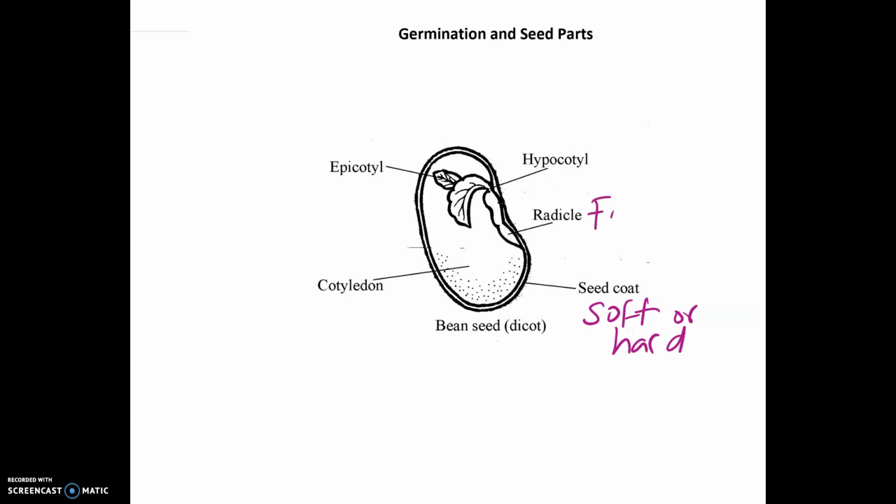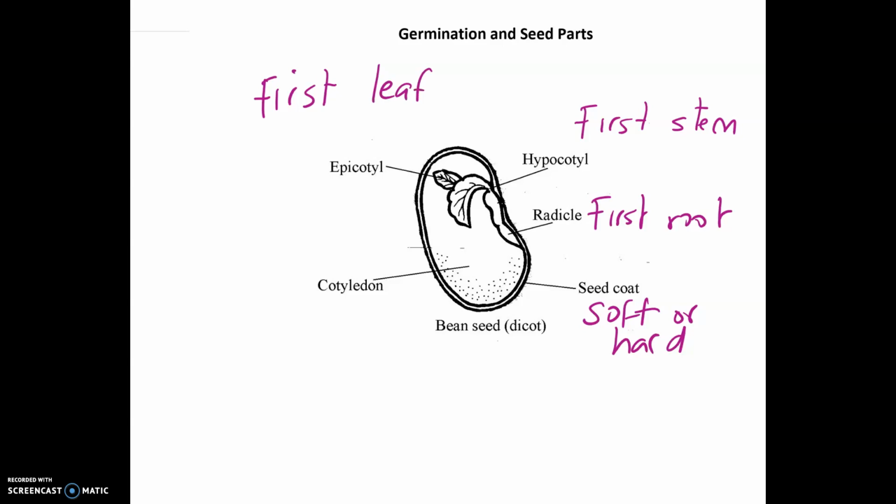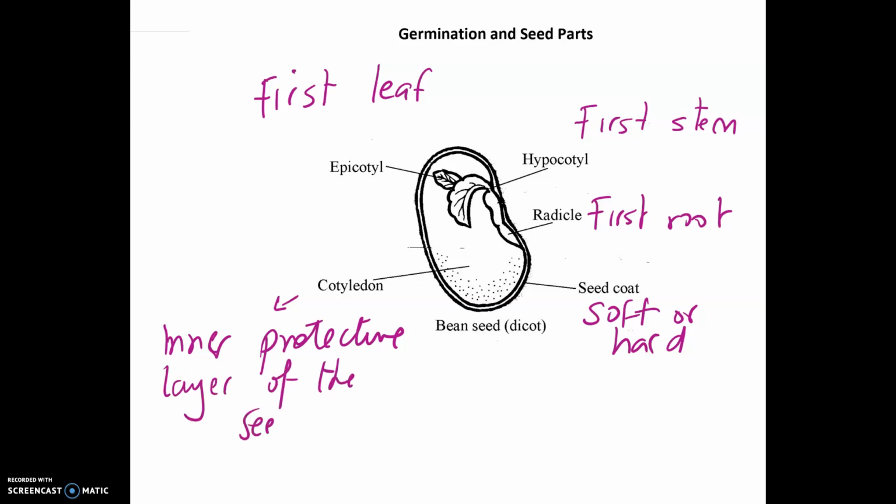So a radicle is the first root of the plant, hypocotyl is the first stem of the plant, epicotyl is the first leaf of the plant, and cotyledon is the inner protective layer of the seed, which provides food for the start before the root gets anchored into the soil.